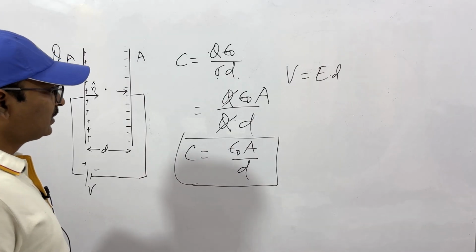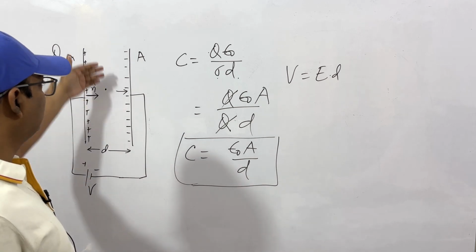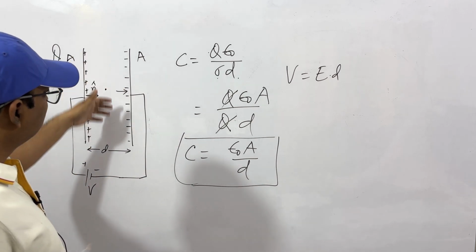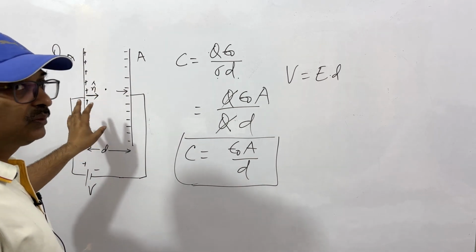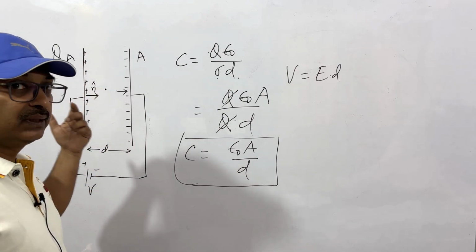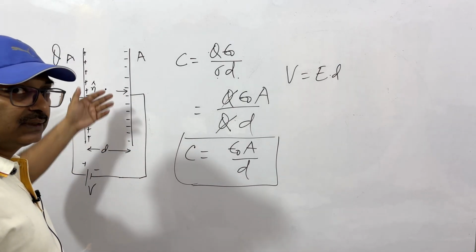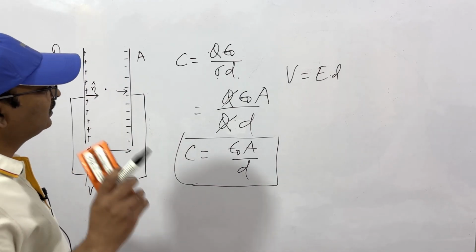I'll discuss dielectrics in the next video, what is the meaning of dielectric. For the time being, we have assumed that this is vacuum. The space between the two sheets is vacuum. What if a dielectric is placed? What if air is placed? What if we have a wood inside it? What if we have some plastic inside it? We'll discuss it in the next video.